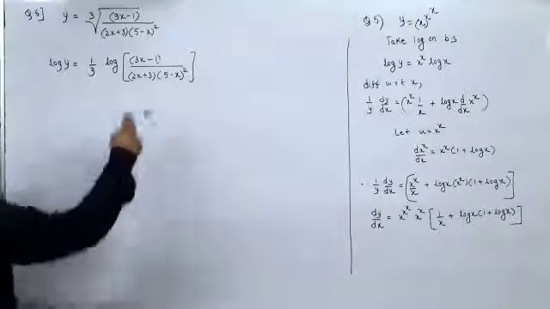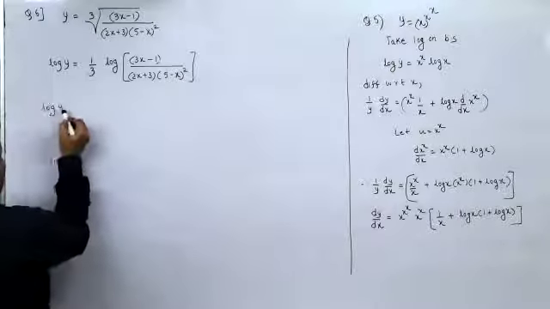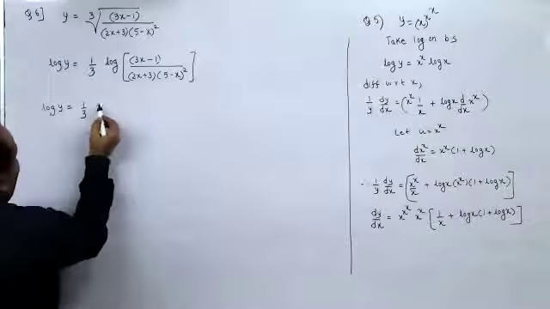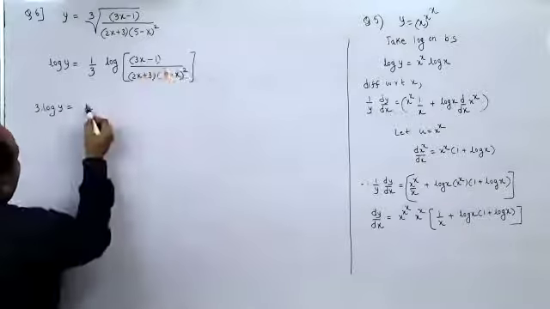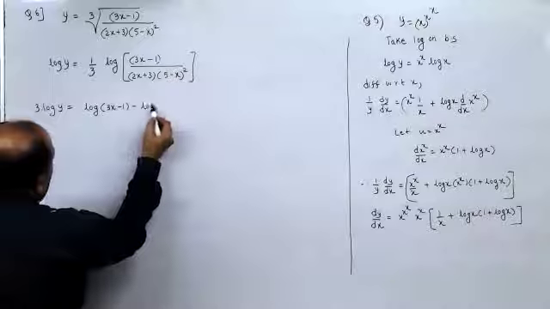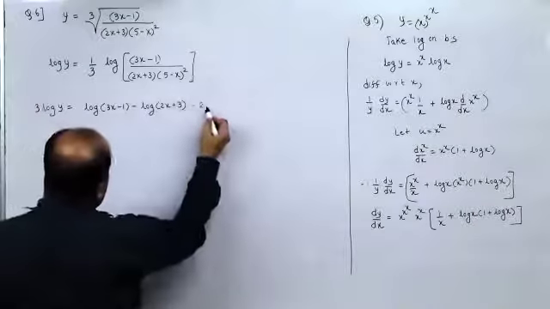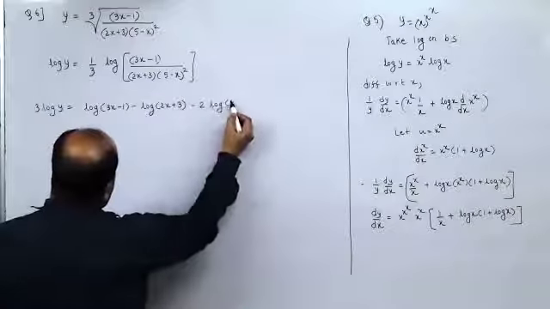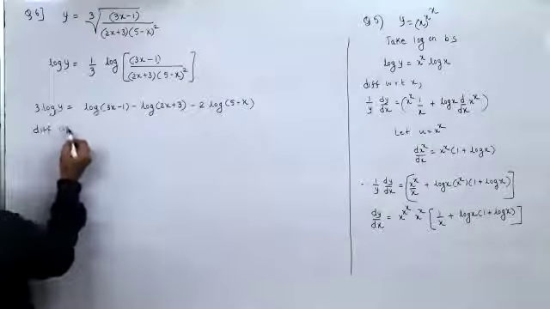Now this is log a by b into c. So I'll write here log y equal to 1 by 3. In fact, I can take this over here and write 3 over here. I'll write this as log 3x minus 1 minus log 2x plus 3 minus log 5 minus x square. So 2 log 5 minus x. Now differentiate with respect to x.